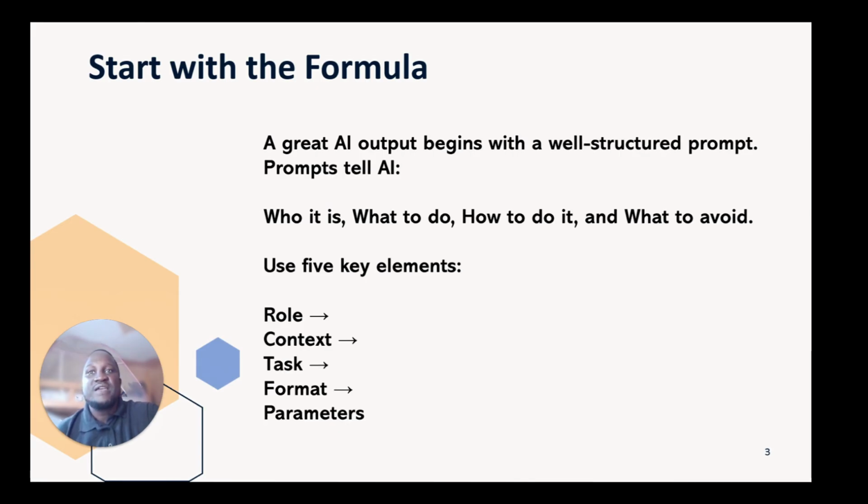A good prompt gives AI direction. It tells it who it should be, what it should do, how to do it, and what to avoid. We will do these steps one by one using what we call the five key parts, as you can see on the screen: role, context, task, format, and parameters. When you're doing your prompt engineering, you should put all of this together: your role, the context, the background of what AI should know, the task, the format, and the parameters.